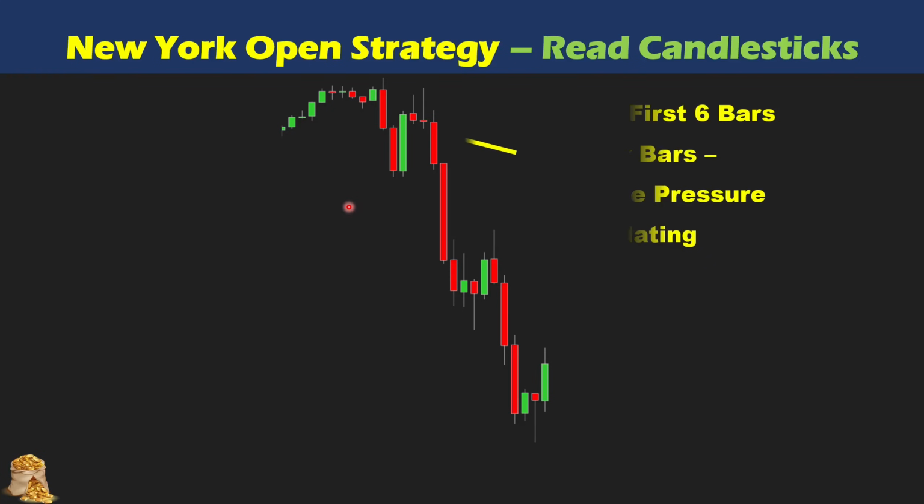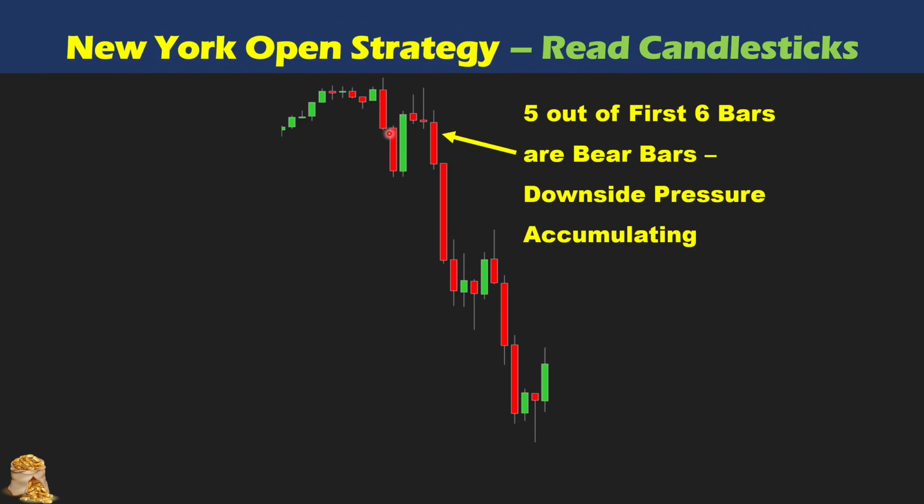Take a look at the first 6 bars here. We have bear bar, bull bar, bear bar, and the bear bar. So basically 5 out of the first 6 bars are bear bars, which means the downside pressure is accumulating. Sometimes simple counting of the number of bars, either bull bars or bear bars, can give you another hint for the direction of the trend.